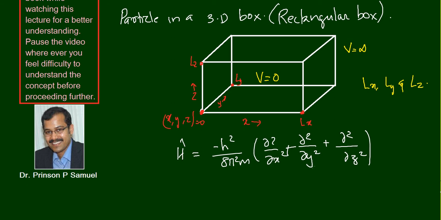But we learned the particle in a one-dimensional box in our previous class. In that case, the Hamiltonian was minus h square divided by 8 pi square m d square by dx square. This was because in the case of the particle in a one-dimensional box, the particle was moving only in the x direction. Here the particle can move in all directions, so the position of the particle should be defined by x, y, and z coordinates. That is why we have written minus h square divided by 8 pi square m del square here. So that is the Hamiltonian for this system.